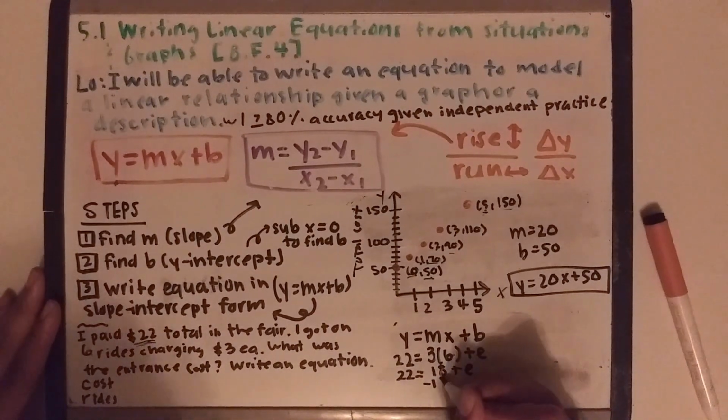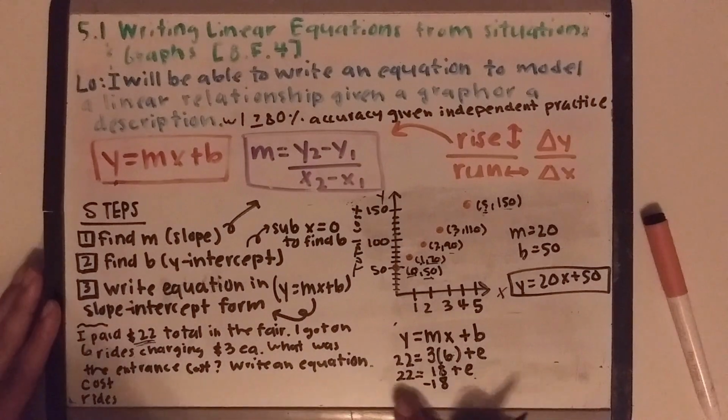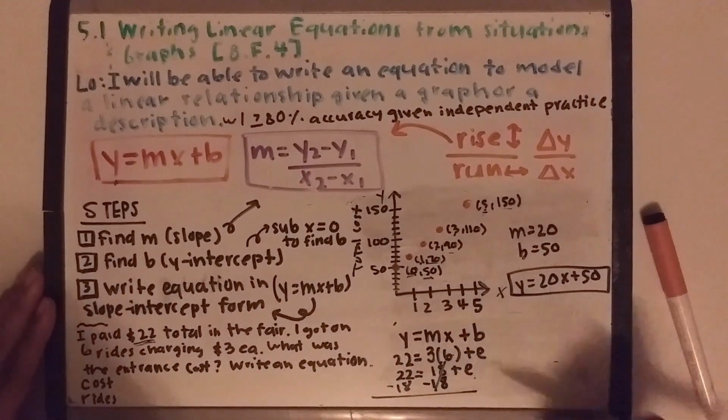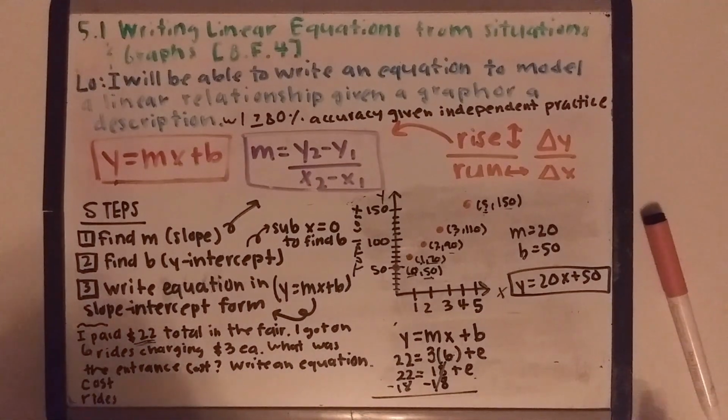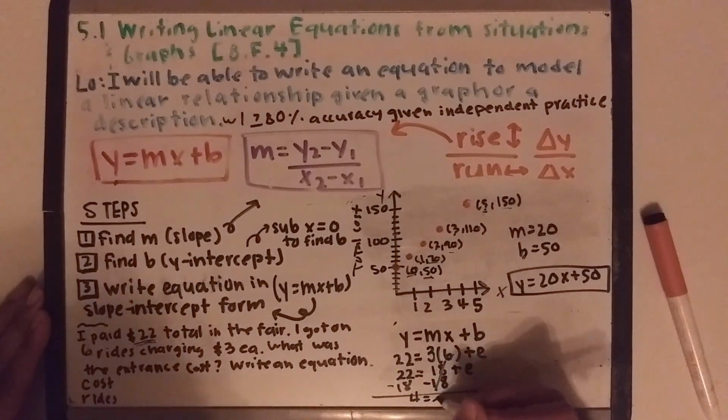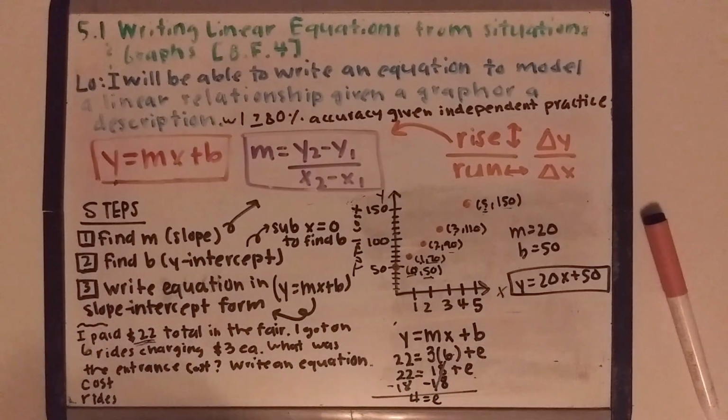So 18 minus 18, when I do it to one side of the equation, I do it to the other side of the equation. Hopefully you remember this from 6th and 7th grade. That cancels out because the additive inverse of opposites is equal to 0. So 22 minus 18, that is $4, and that's equal to my entrance. So my entrance was $4.